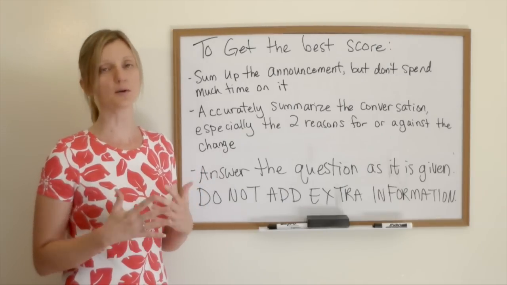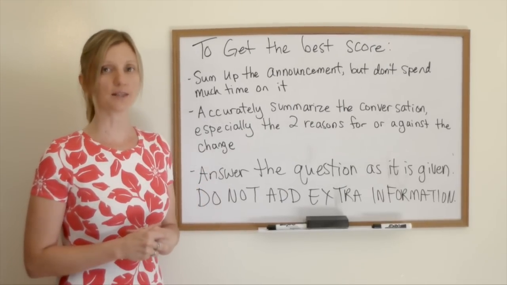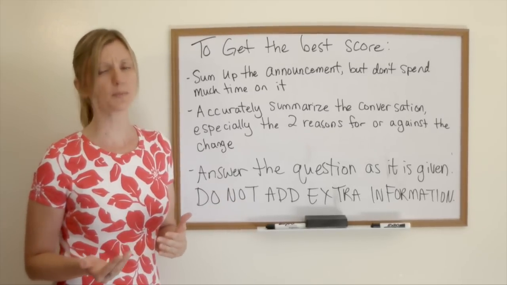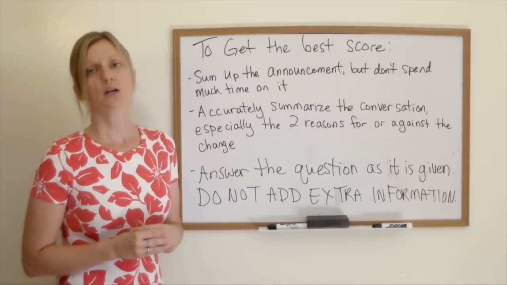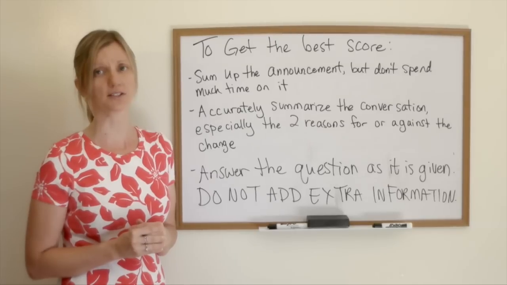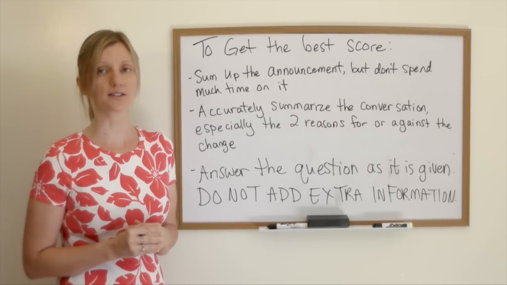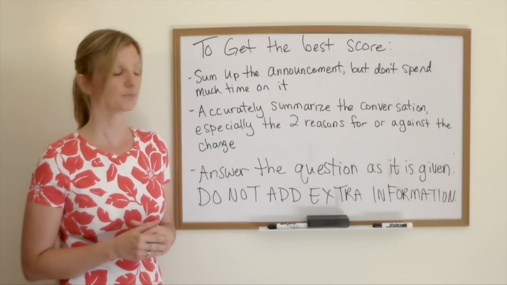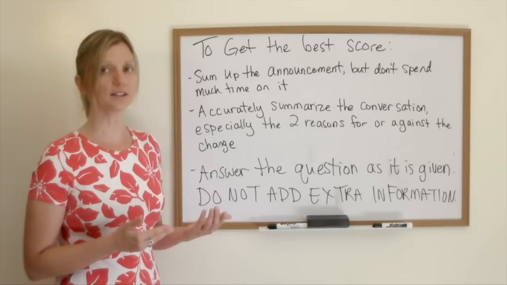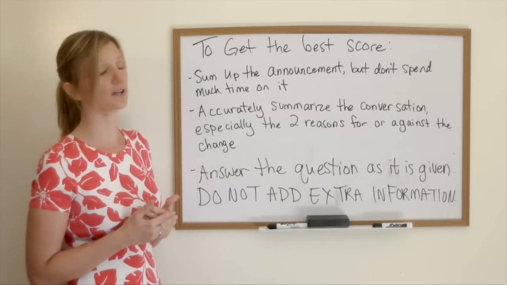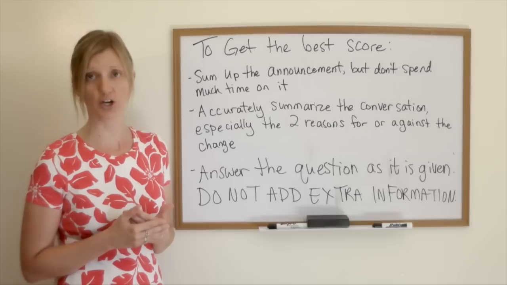Okay, so to summarize, how to get the best score. First of all, sum up the announcement, but don't spend too much time on it. Remember, it should only be about 5 to 10 seconds of your response time. Most of your response time should be used summarizing the conversation between the man and the woman. Secondly, accurately summarize the conversation, especially the 2 reasons given for or against the change.